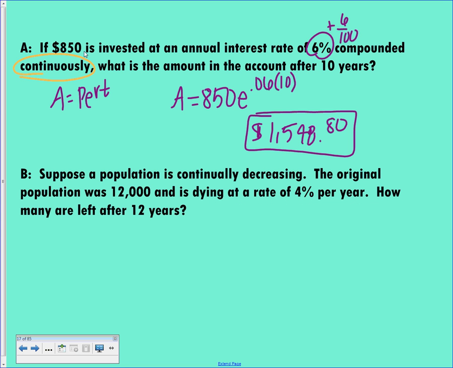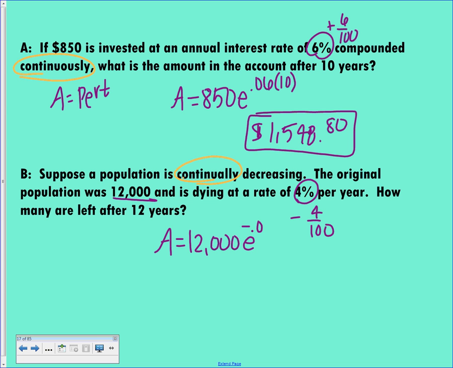Part B says suppose the population is continually, which is the same thing as continuous, decreasing. The population was 12,000 and is dying at a rate of 4% per year. How many are left after 12 years? Continuously means PERT. So I have A equals, P is my starting amount, so that's my initial population of 12,000. E is just E. Dying means it's going down, so I'm going to take my 4% divided by 100 and make it negative.